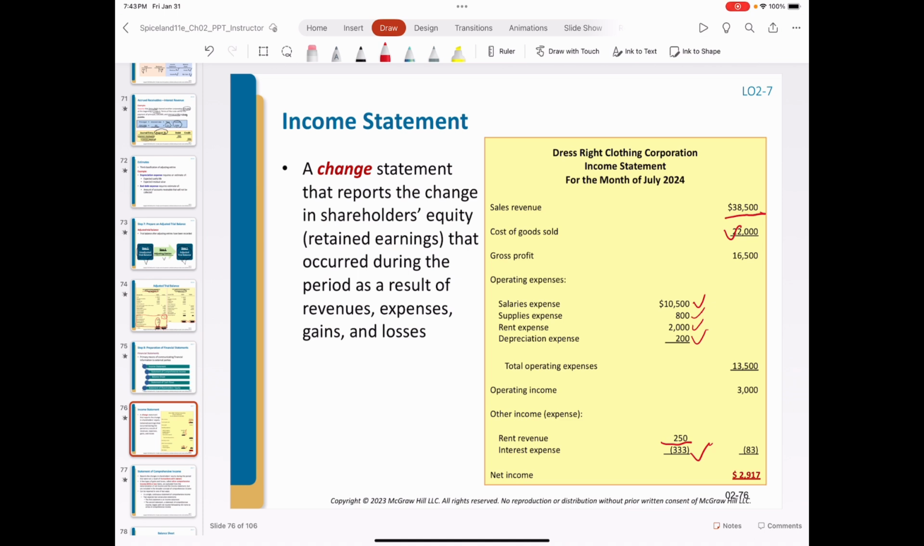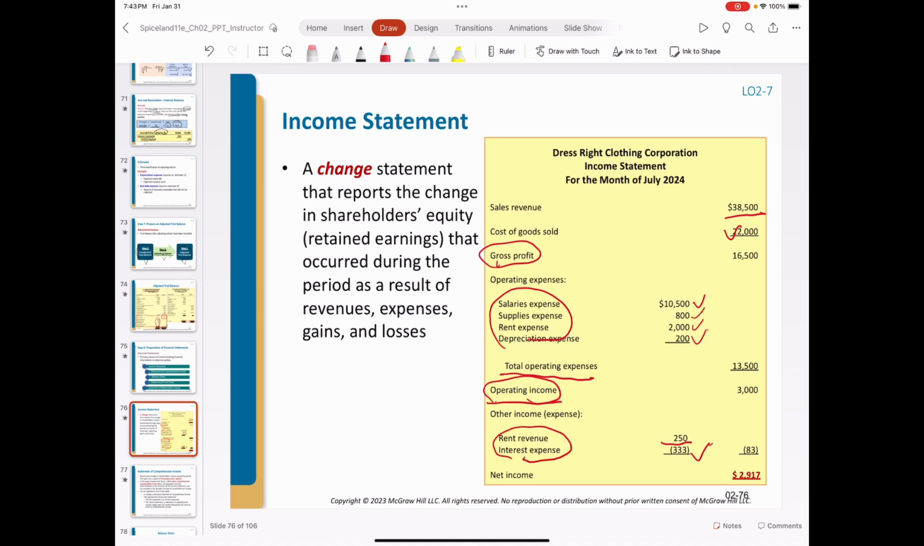There are also intermediate components. Gross profit is the difference between sales revenue and the cost of goods sold. After we subtract all the operating expenses, we have the operating income. That's the second intermediate component. Following operating income, we report other income and expenses, which are not related to the company's ongoing business.